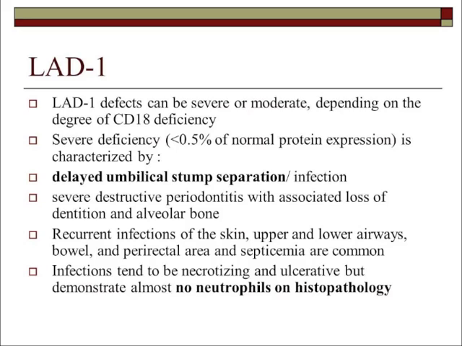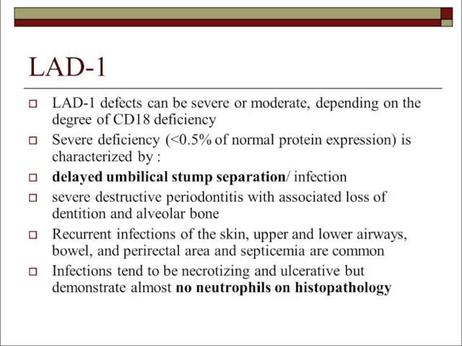So basically, the severity is going to depend on how much of the CD18 you're lacking, right? If it's a severe deficiency of these integrins, then it's going to be your more severe one. And this is kind of a buzzword for LAD. They're going to present with delayed umbilical stump separation. So you can't get neutrophils in there to kind of chew that out, then it doesn't happen, right?